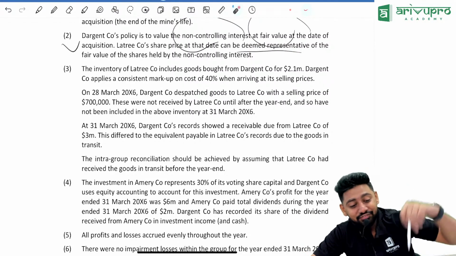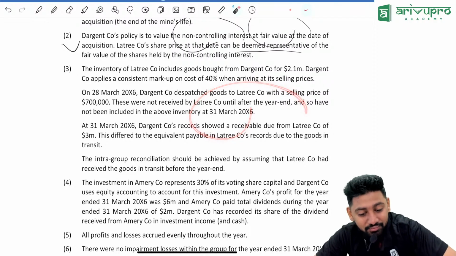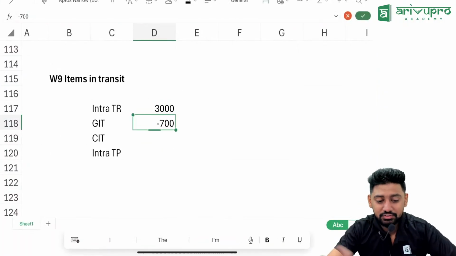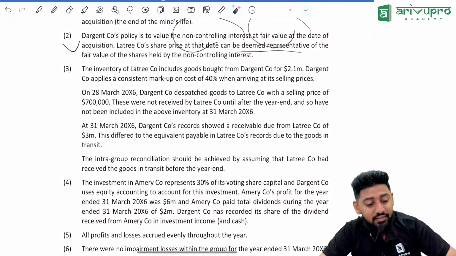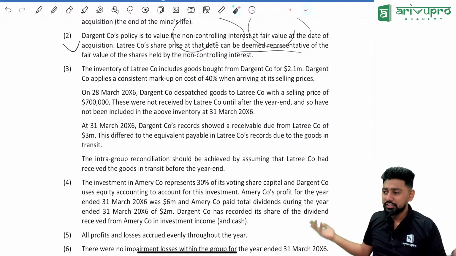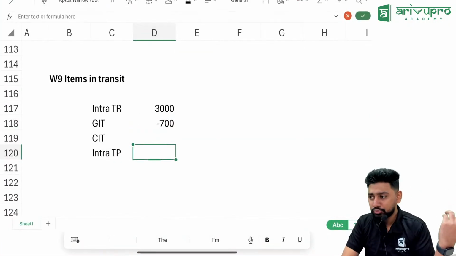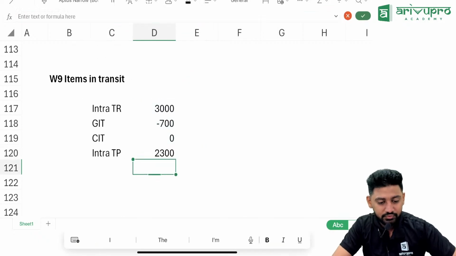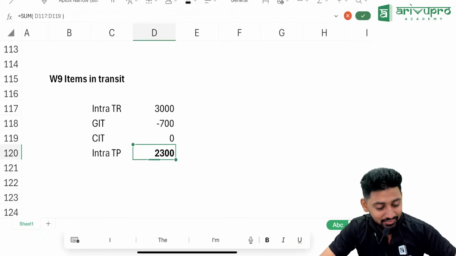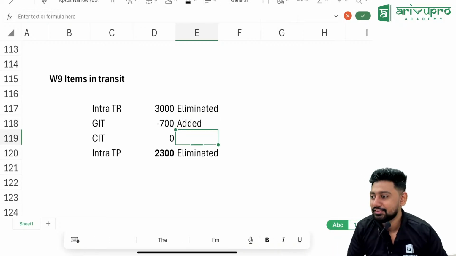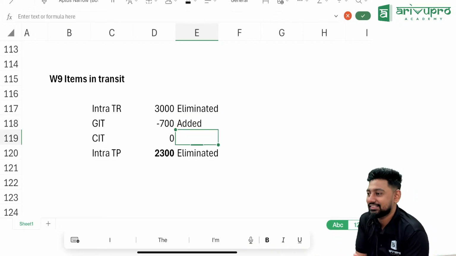Super. At 31st March, these records showed a receivable due from L of 3 million. Okay. Intergroup trade receivables. How much is that? 3,000. And then they say this differed to the equivalent payable in L's records due to goods in transit. Goods in transit we know is 700. They are not speaking about cash in transit, 0. Therefore, equal sum 2300. Eliminated. Added. It can't get simpler than this.